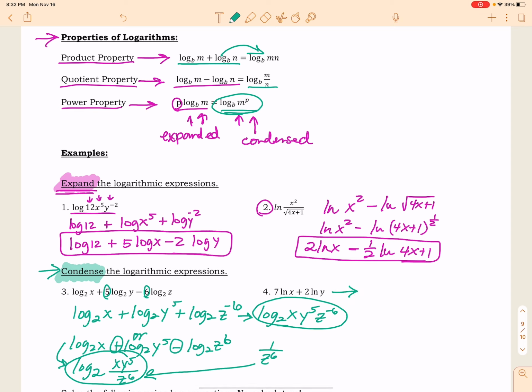All right. So now let's look at example 4. Again, we have numbers down in the front, so I'm going to use my power property to rewrite this as natural log x to the 7th plus natural log y squared. And then I'm going to use my product property since I've got addition here. So I've got natural log x to the 7th y squared. And yes, it is just that easy. In the next video, we will solve some log equations using our properties.